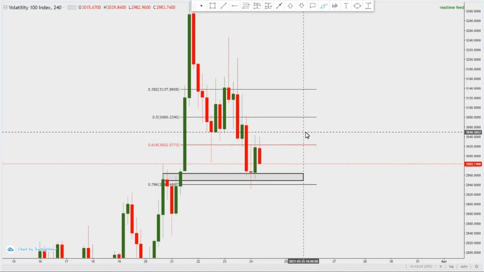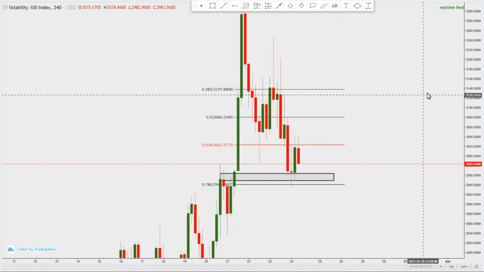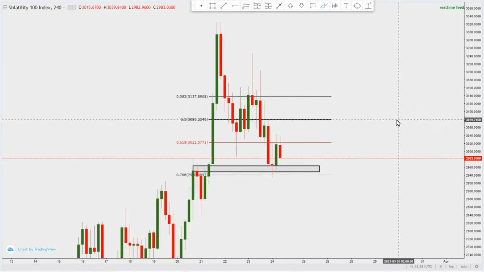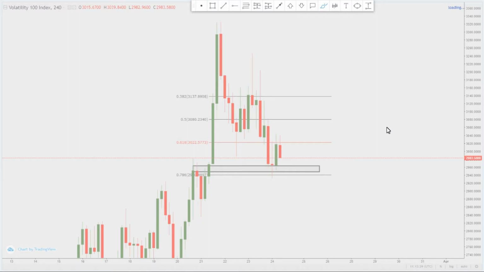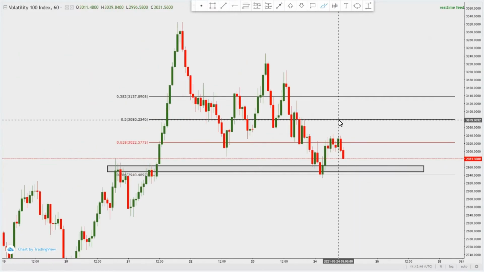So in this case, how are we going to make an entry in this kind of market? Let's just drop to the 1-hour time frame and see what is currently happening on the 1-hour time frame.